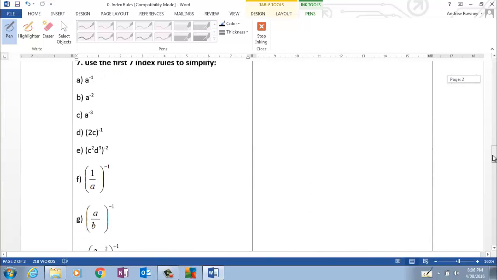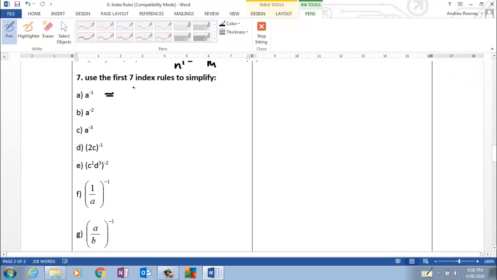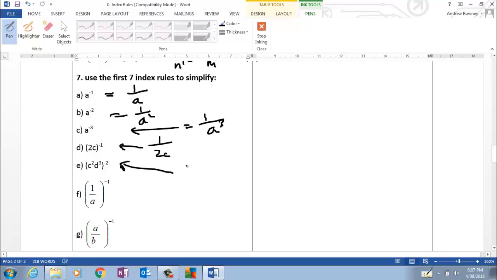Okay, so looking at this one down here, that's going to be 1 over a1. This is 1 over a squared. This one here is 1 over a cubed. This one here is 1 over 2c to the 1. This one here is 1 over the whole thing, c squared d cubed. Instead of the minus 2, it's to the 2. Now you could simplify, go a little bit further with that. That's 1 over c4 d6.